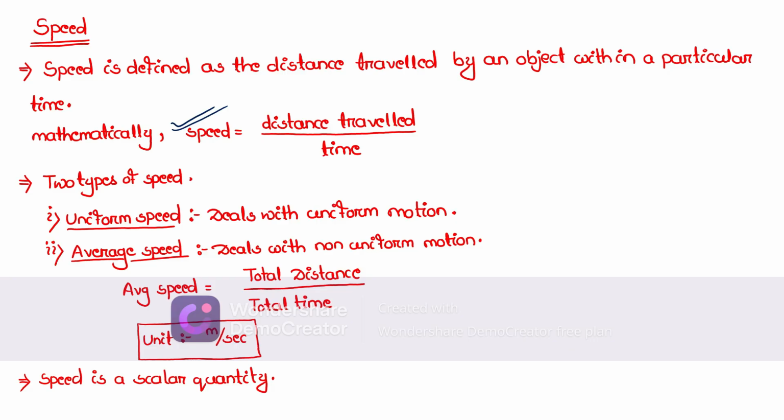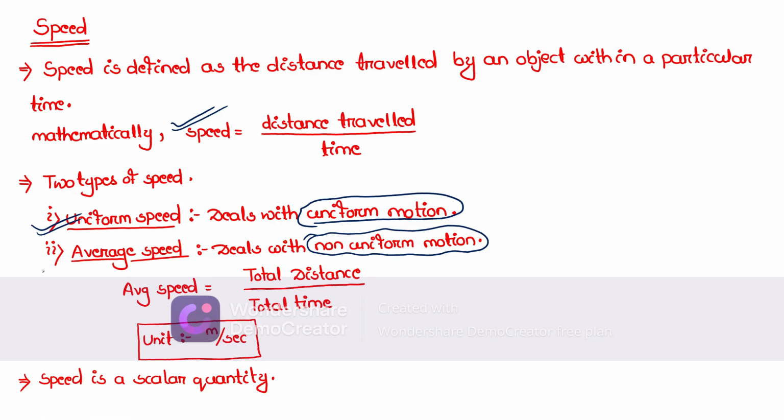Here speed is also two types. One is your uniform speed, another is your average speed. Uniform speed deals with uniform motion, which means the same distance in the same time is called uniform speed. Then average speed deals with non-uniform motion. We have already discussed uniform motion and non-uniform motion, right?